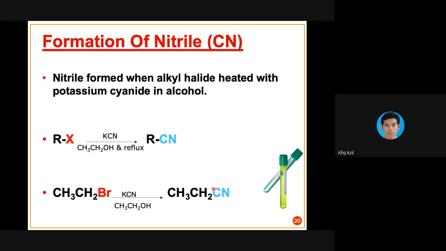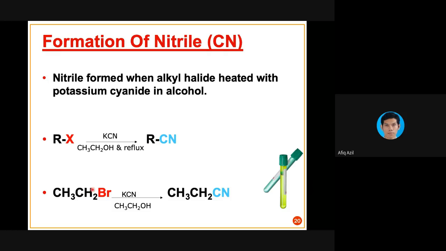And then you have the formation of nitrile. So it can be formed when you mix alkyl halide and heat it with potassium cyanide in alcohol. So what is potassium cyanide? The formula for potassium cyanide is KCN. K with carbon triple bonded to nitrogen. Okay, triple bond to nitrogen. So the product formed will be nitrile, R, C triple bond N.